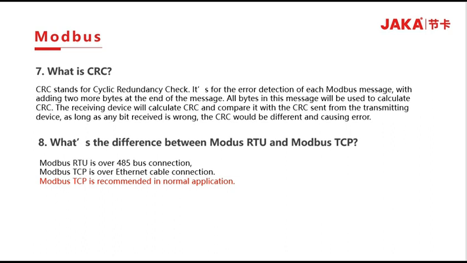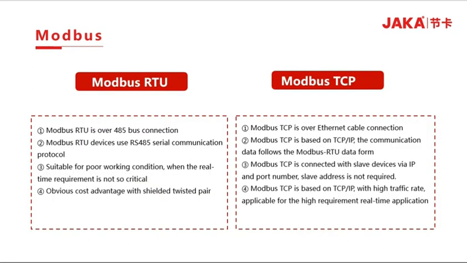The difference between Modbus RTU and Modbus TCP is that Modbus RTU is over a 485 bus connection and Modbus TCP is over an Ethernet cable connection. For normal applications, Modbus TCP is recommended. Now, let's have a look at the detailed comparison between Modbus RTU and TCP.